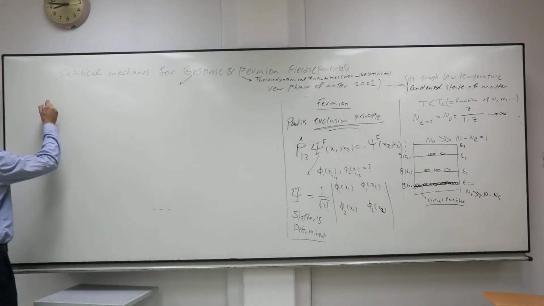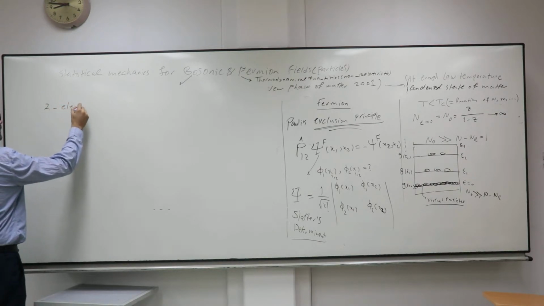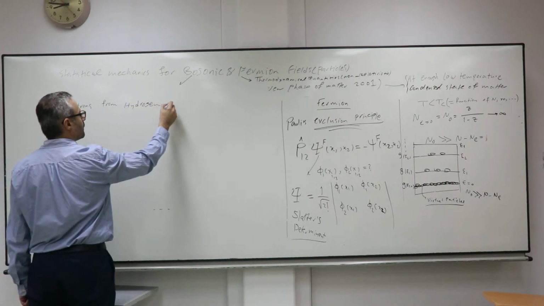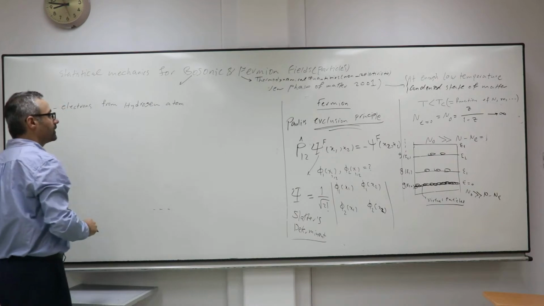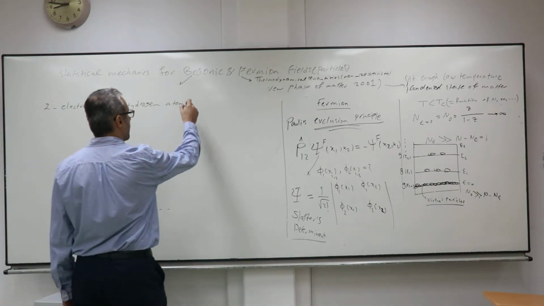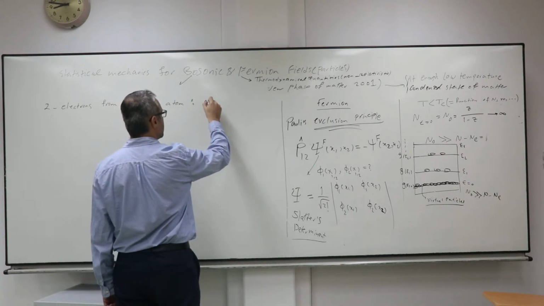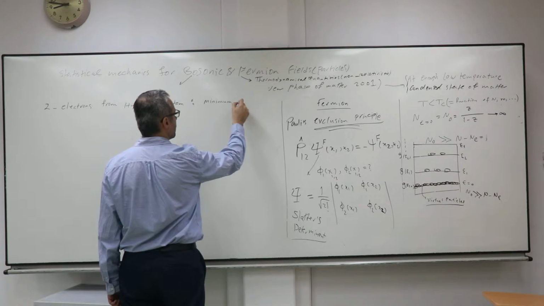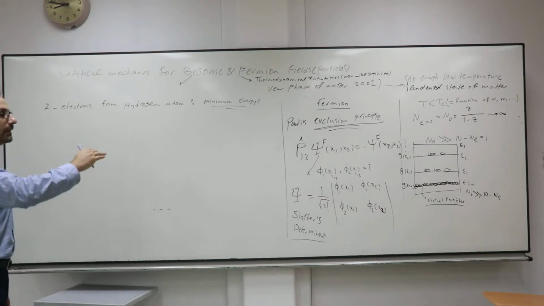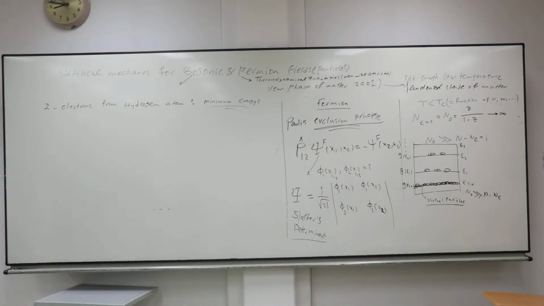For example, you have 2 electrons from a hydrogen atom. I don't care which energy level they came from; they can be from any energy level. I wanted to write the wave functions for the state with the minimum energy. How can I distribute 2 electrons in the energy levels of the hydrogen atom and get the minimum energy?